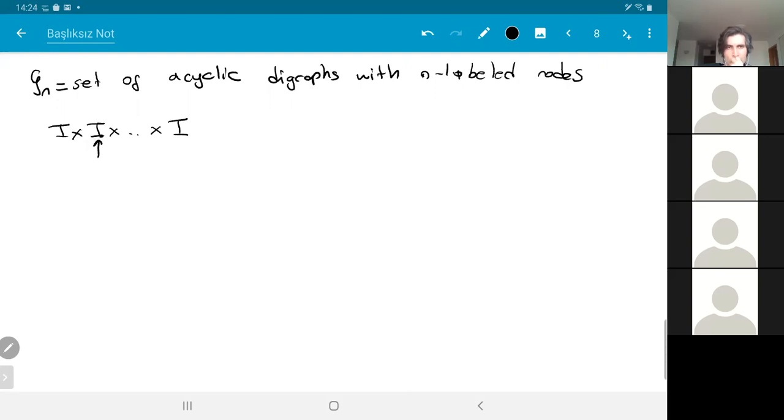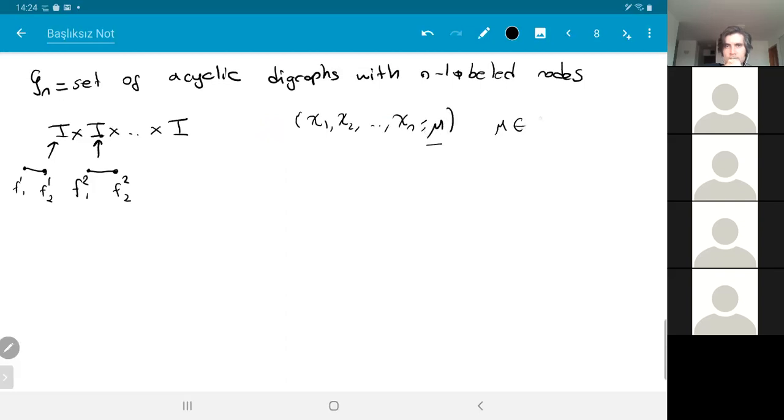In the interval, we have two faces. Let me denote them F21 and F22. And this one has F11 and F12, and so on. I can write every element of the automorphism group in this form: Xi1, Xi2, ..., Xin, and mu.